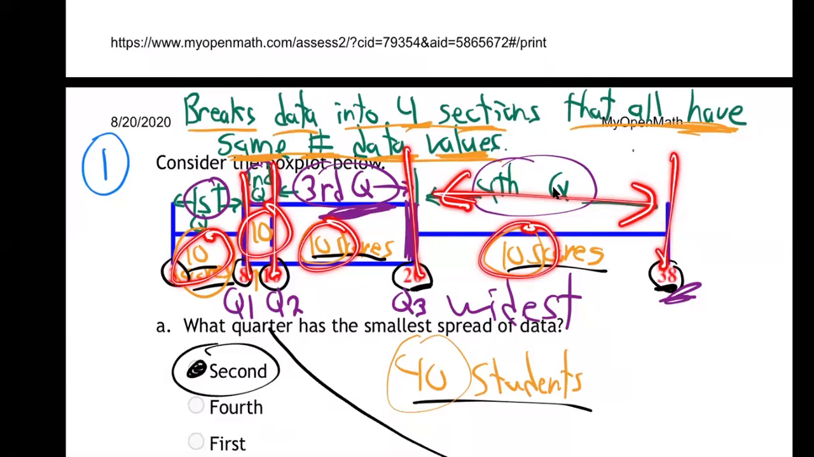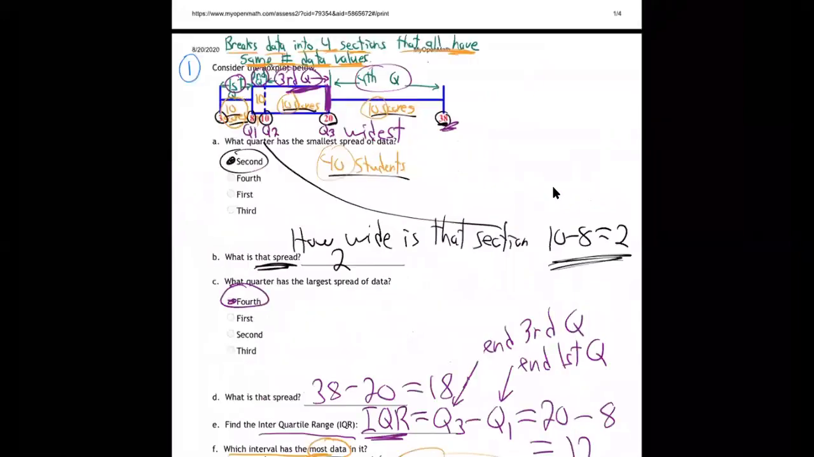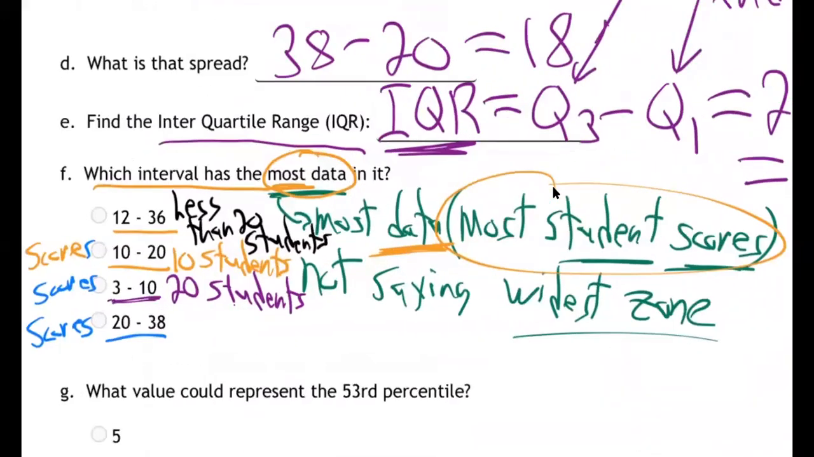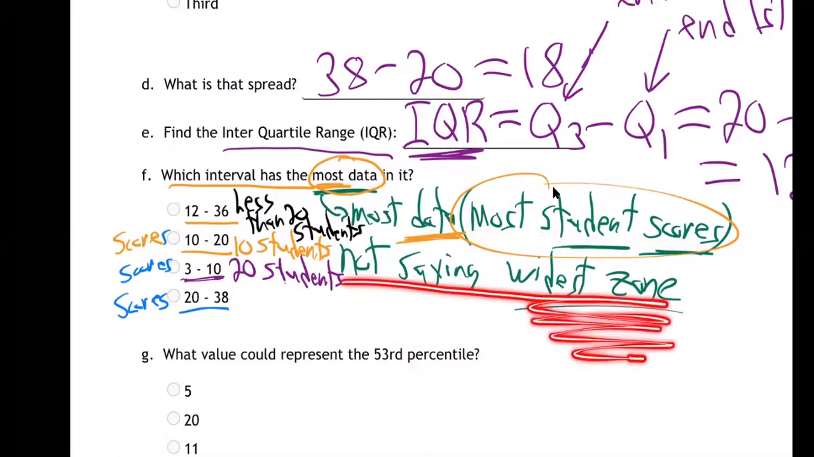So you would add the bottom numbers together and then subtract it from the last quarter? It depends on what they're asking me. In this question down here, part F that I'm doing, they're saying which interval has the most data, meaning the most number of students. It's not saying which is the widest zone, right? That's why I wrote that, to help you not make that mistake. It's saying which zone has the most student scores.